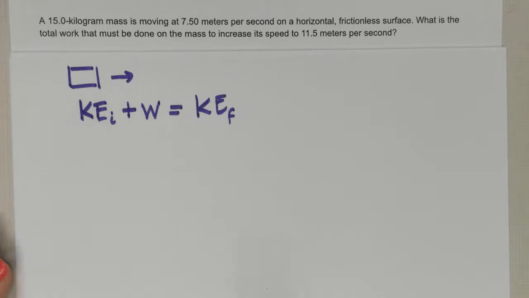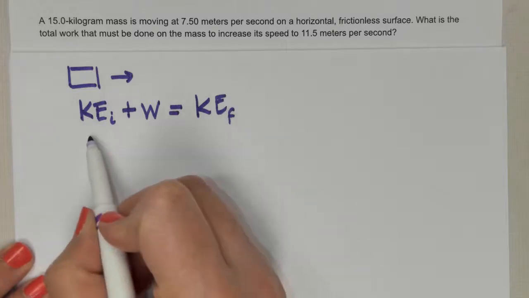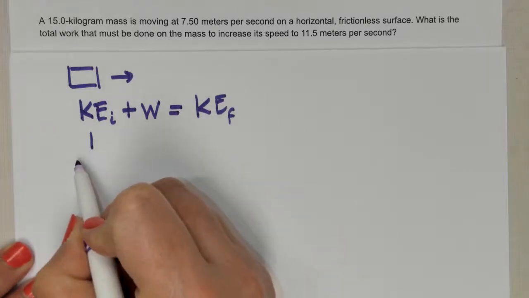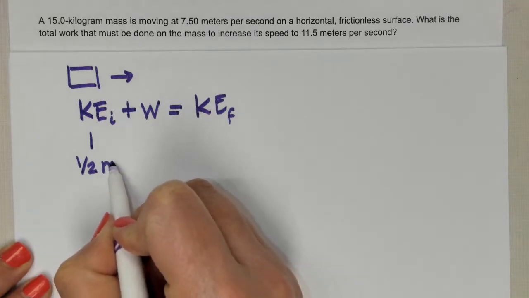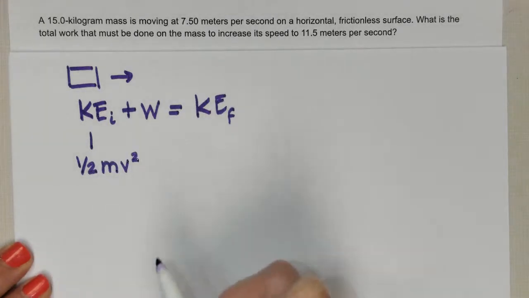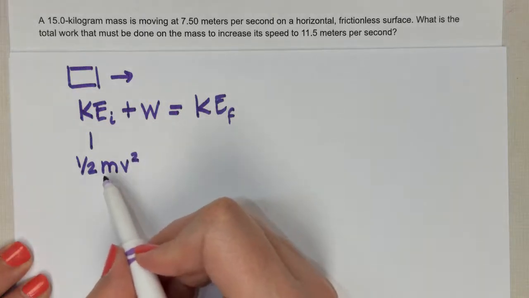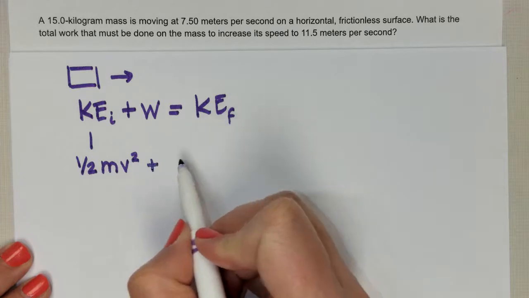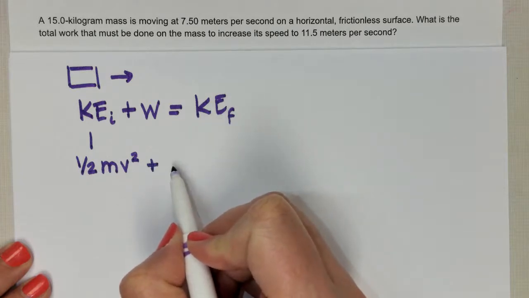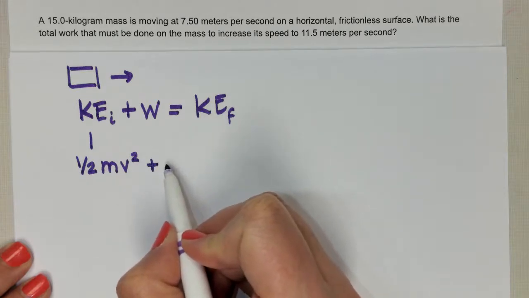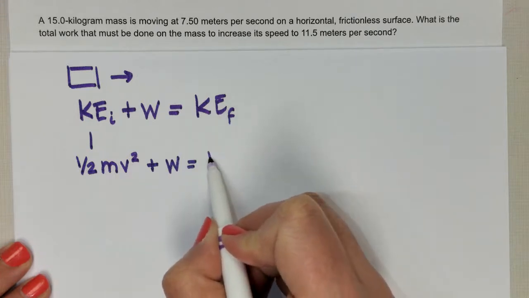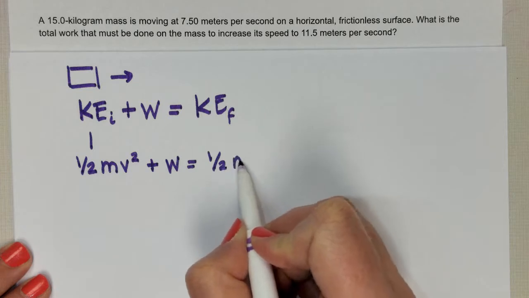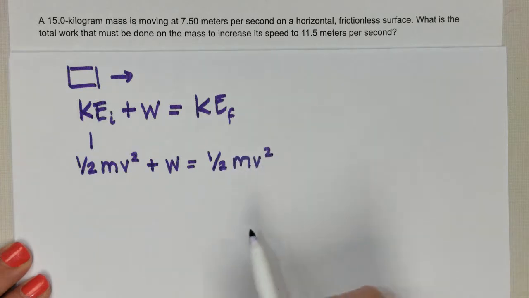So if we want to solve this problem, we need to go ahead and break this down into variables. Because it doesn't give us the KE, it instead gives us things like mass and velocity. The equation for kinetic energy is 1/2 mv squared, so we're going to plug in our initial values over here. Work, you could plug in force times distance, but it actually doesn't ask for force, it just asks for the total work, so I'm going to leave the W in here. And for final energy, we're going to have 1/2 mv squared.